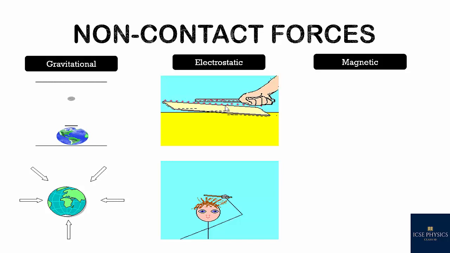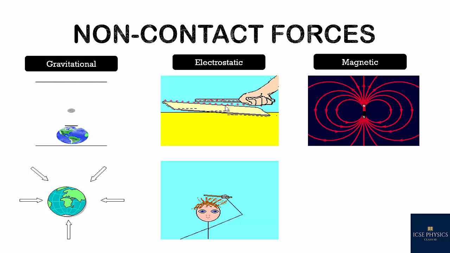The next one is magnetic force. Magnetic force is the force due to a magnet, due to the north pole and south pole of a magnet. Now you can see that there is no contact between a magnet and an iron nail. Still it gets attracted. So there is a force between these two, and that is magnetic force. These are the types of non-contact forces.